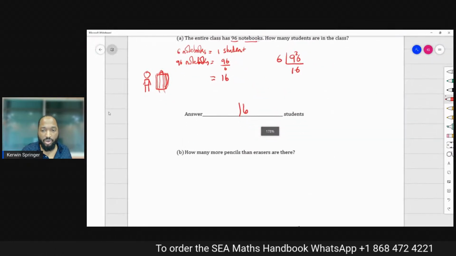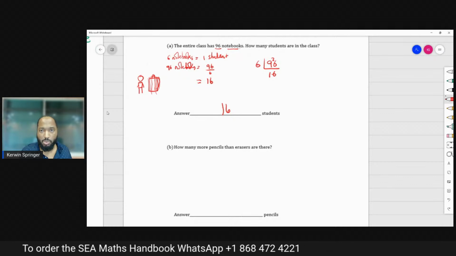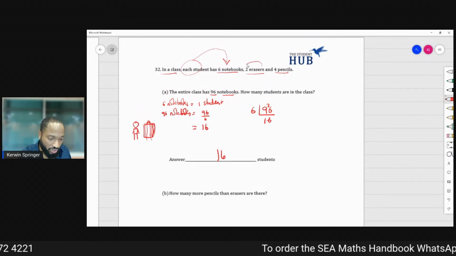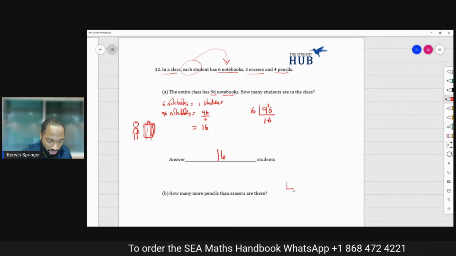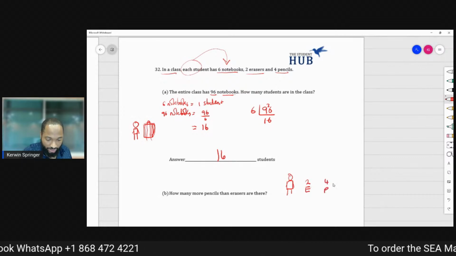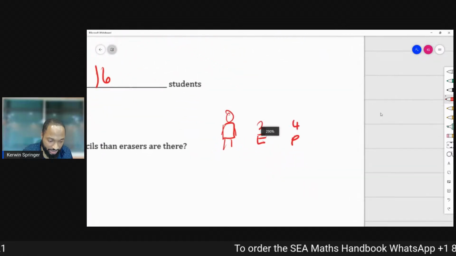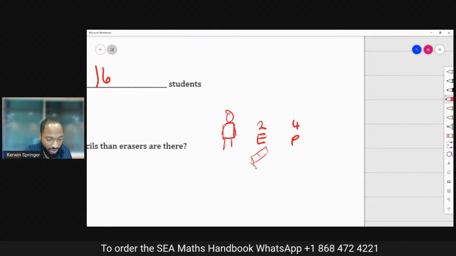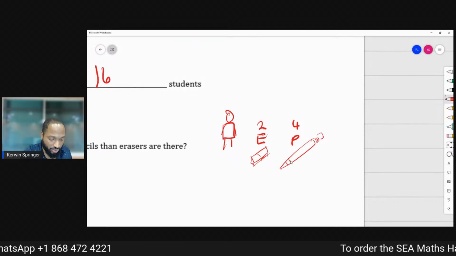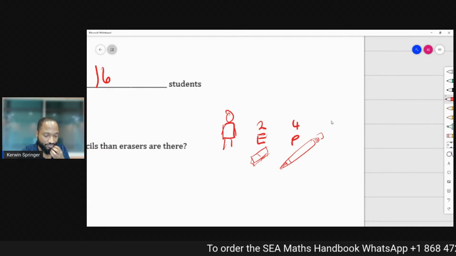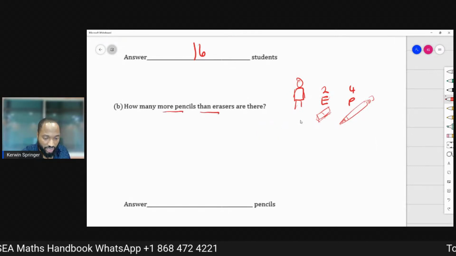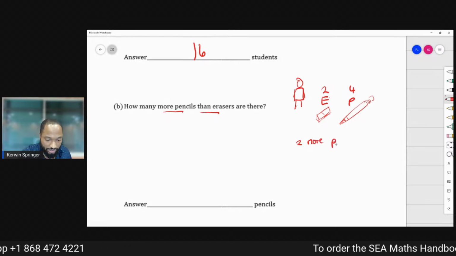So, how many more pencils than erasers are there? Keep in mind there are 16 students. There are 2 erasers and 4 pencils, so every one student has 2 erasers and 4 pencils. We want to know how many more pencils than erasers. Well, for one student, he has 2 more pencils than erasers.